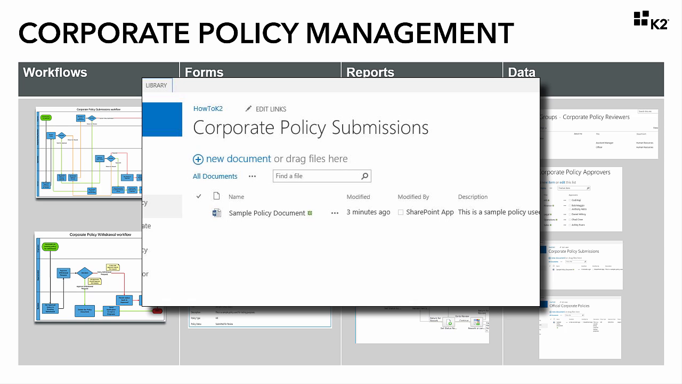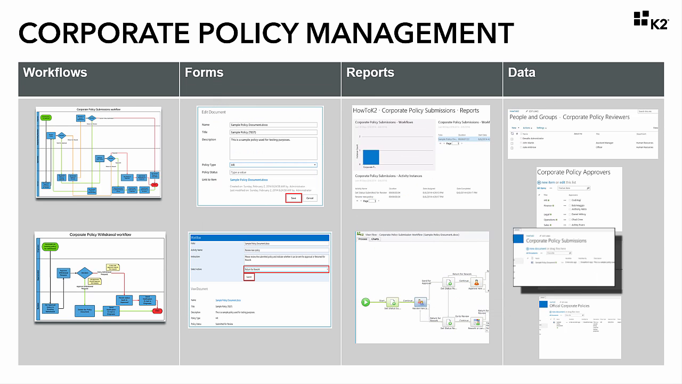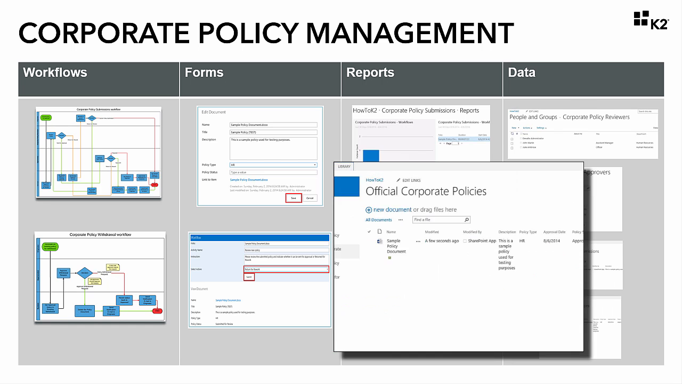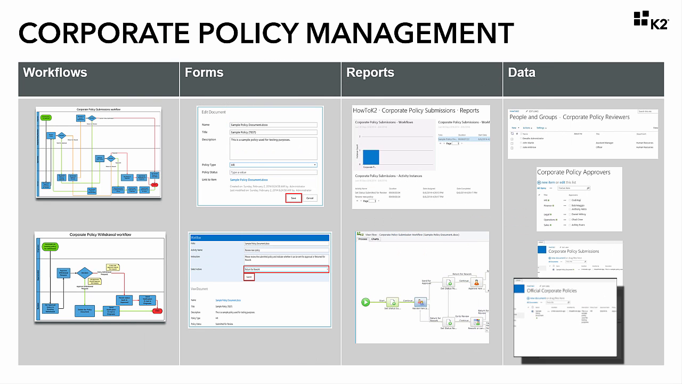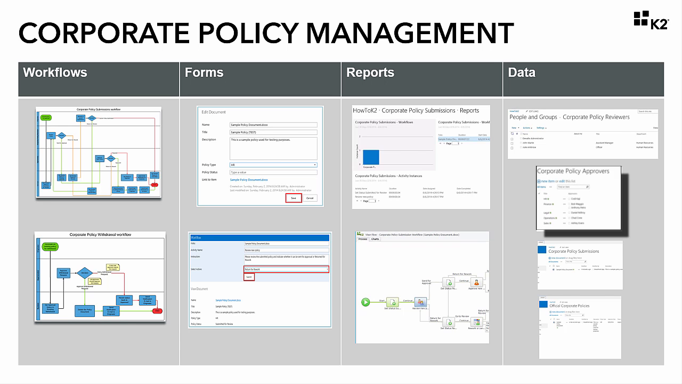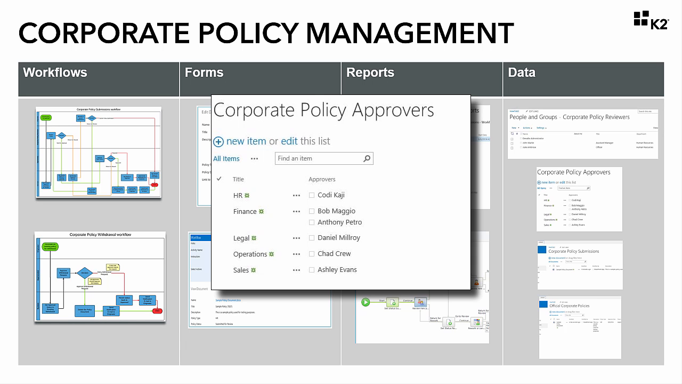If and when the policy is approved, the workflow will move the document from this library into another library named Official Corporate Policies Library. We'll take a more in-depth look at these libraries when we build them out here in a few minutes. Along with the libraries, this application will use one Sharepoint list to store and maintain the approvers for each type of policy. For example, HR policies will be approved by Cody, while finance policies will be approved by Bob and Anthony.